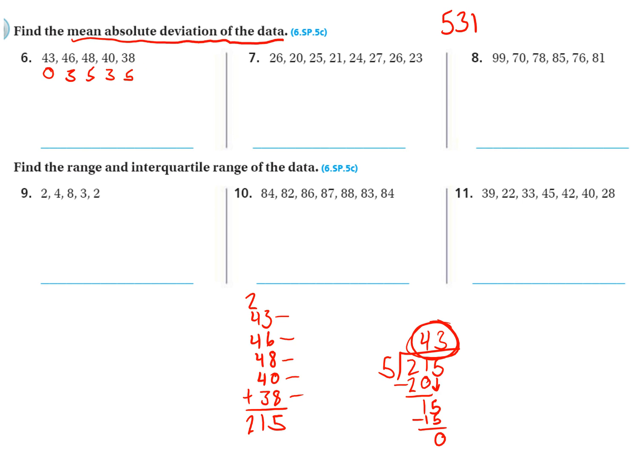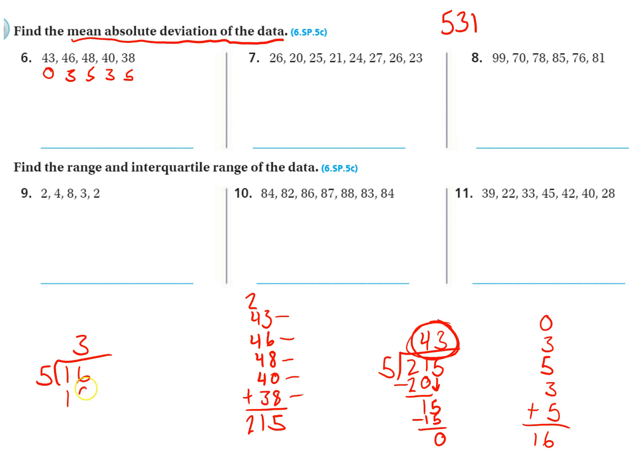So now I add those numbers up. 0 plus 3 plus 5 plus 3 plus 5. So 5 and 5 is 10. 3 and 3 is 6, so 16. And then I take that 16 and divide it by how many numbers there are. Again, still 5. Goes in 3 times.